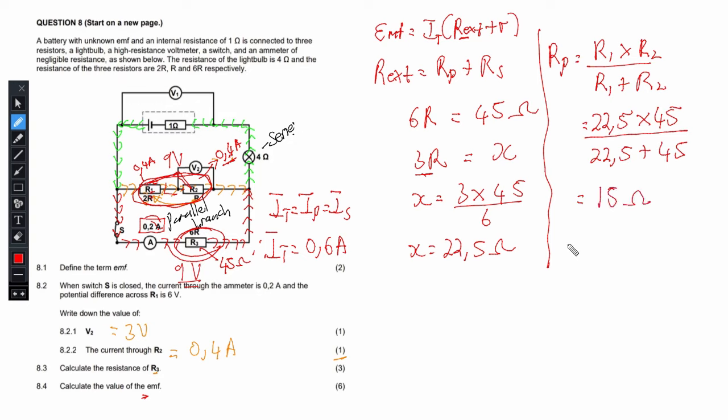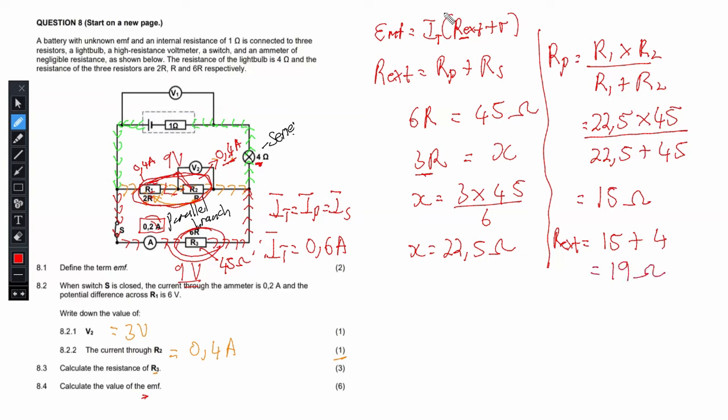But then remember, we are supposed to get our R external. So this is 15 plus the resistance in series, it's only this 4 ohm here. So 15 plus 4, that's 19 ohms.